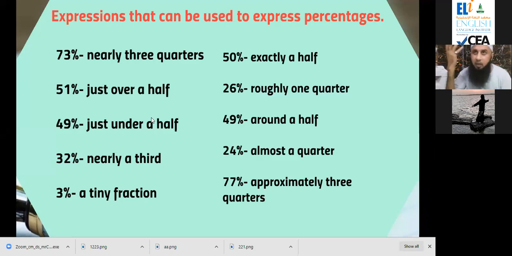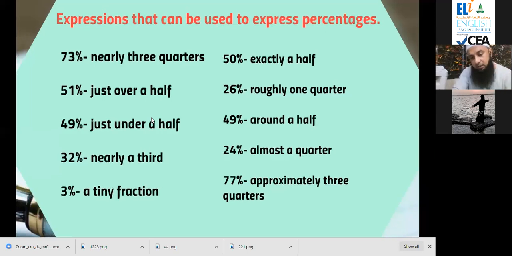Doctor, why 4? Brother, you wrote all percentages, 41, 49, 32. Don't write them. Use these words. Just under a half, nearly a third, a tiny fraction, around half, roughly 1/4. Don't just write exact numbers. Sometimes you can say 75%, okay, 39%, fine, but not every time. If they are close to 25, 50, 75, then it is better to write these expressions.